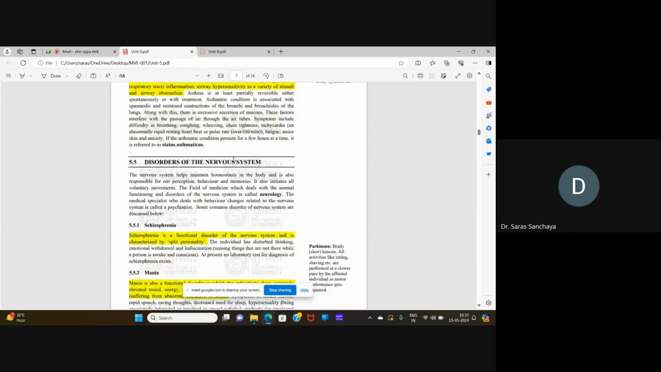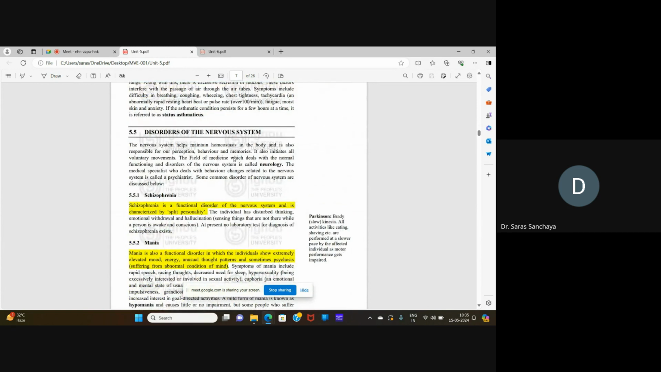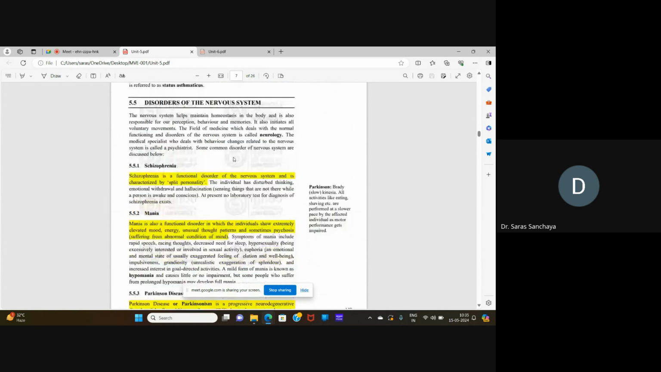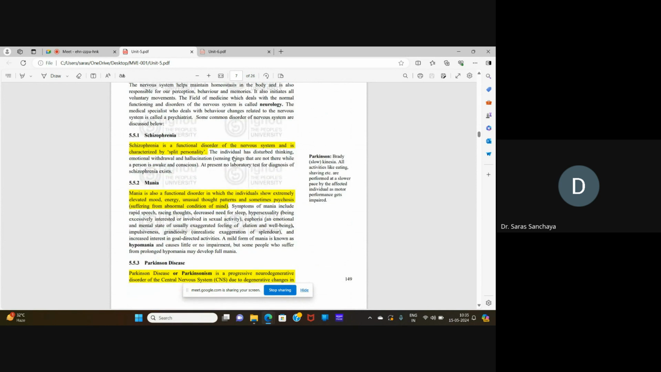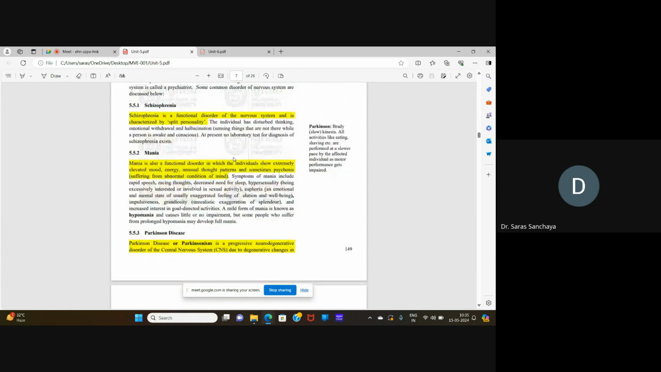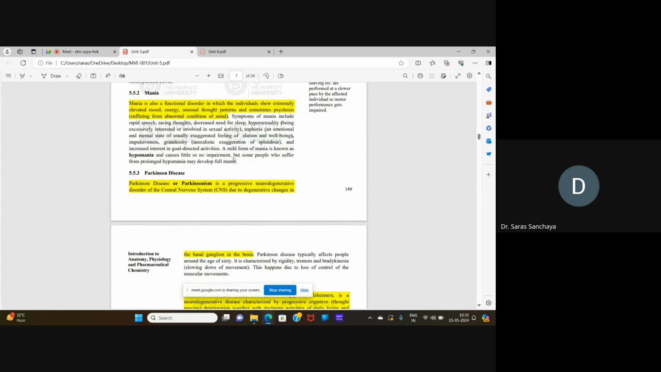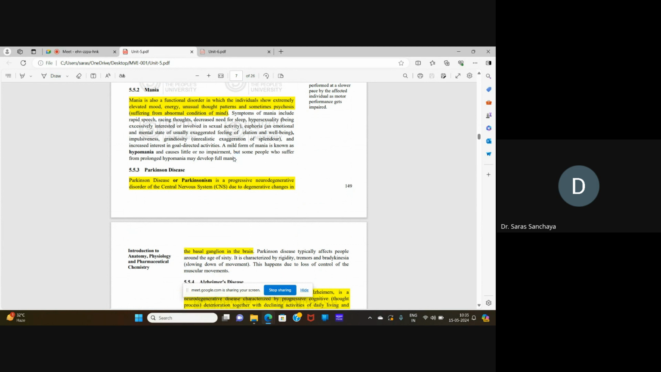Now, disorders of nervous system or neurological disorders. Schizophrenia. It is a functional disorder of nervous system and is characterized by split personality. Mania. Mania is also a functional disorder in which the individual shows extremely elevated mood, energy, unusual thought patterns, and sometimes psychosis when suffering from abnormal condition in the mind. Then Parkinson's disease. Parkinson's disease or Parkinsonism is a progressive neurodegenerative disorder of the central nervous system due to degenerative changes in the basal ganglia in the brain.